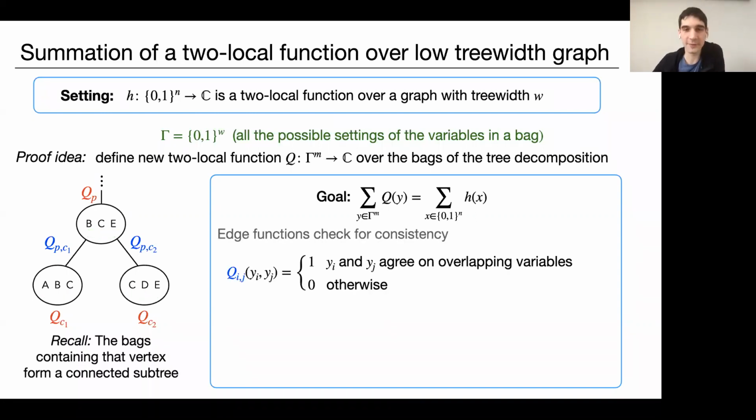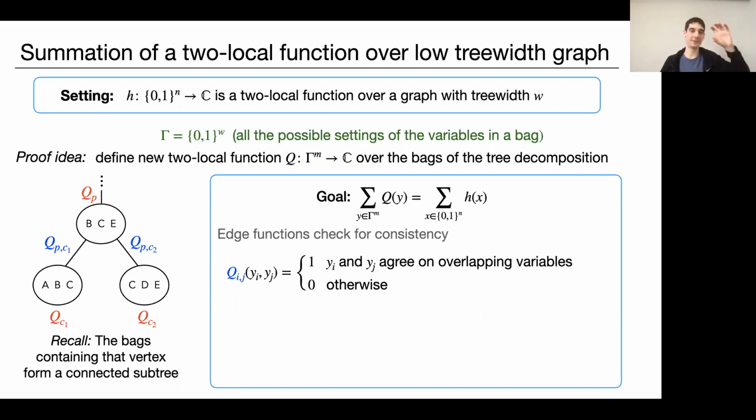And so the first thing the two local function is going to do is use these edge clauses to enforce consistency on these variables. So if either end of an edge shares a variable, then the two local function Q is going to be 1 if those variables agree on the overlapping variables, and it's going to be 0 otherwise. So for any assignment to these variables that doesn't agree, the two local function is just going to contribute nothing. And you might wonder, why does this even work?